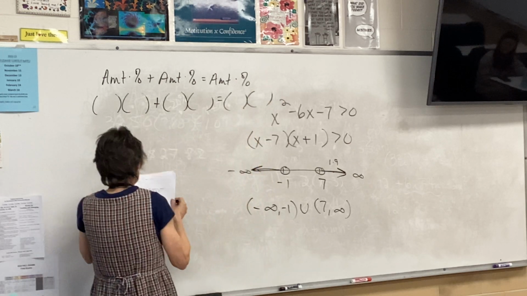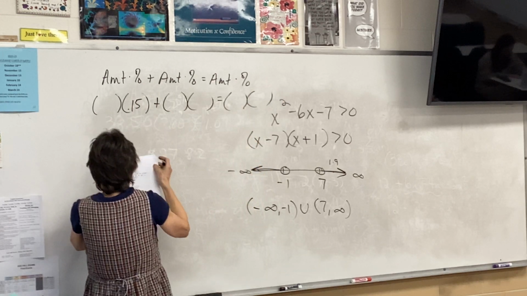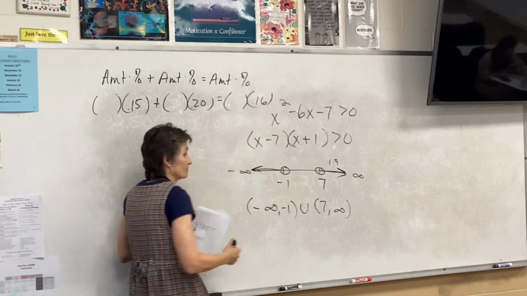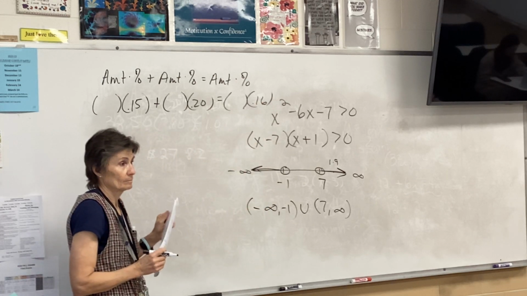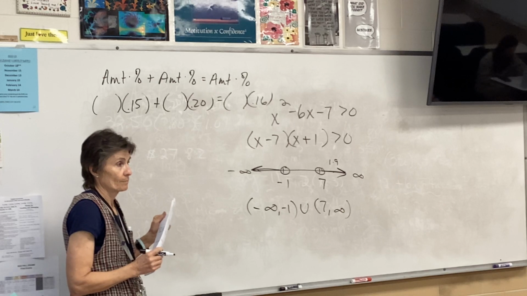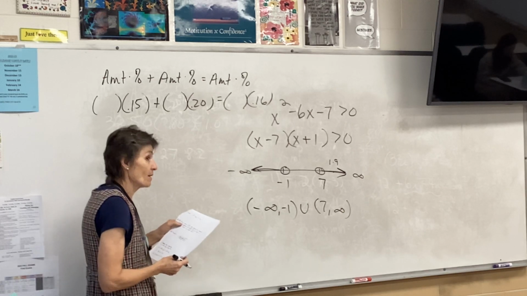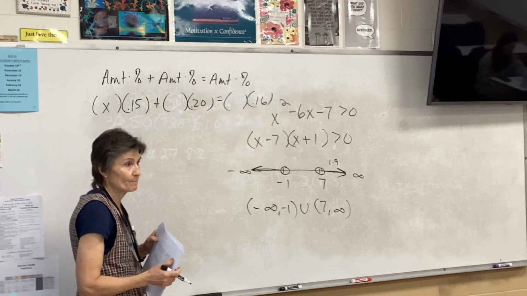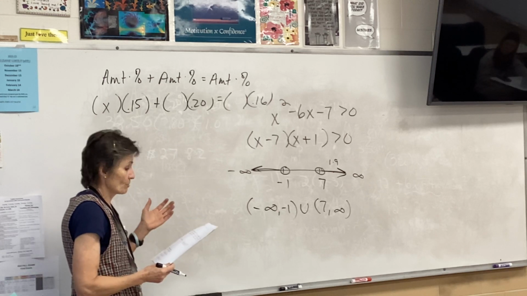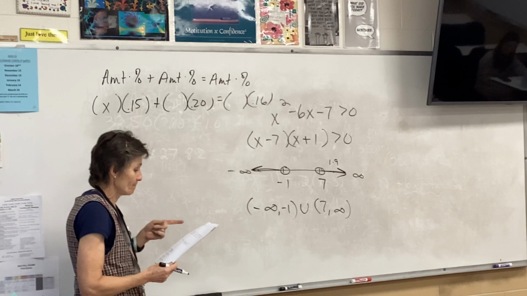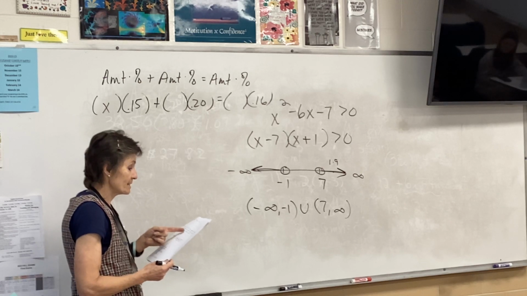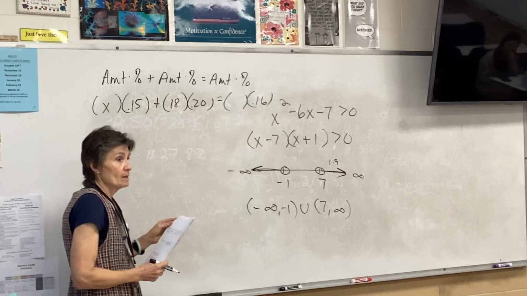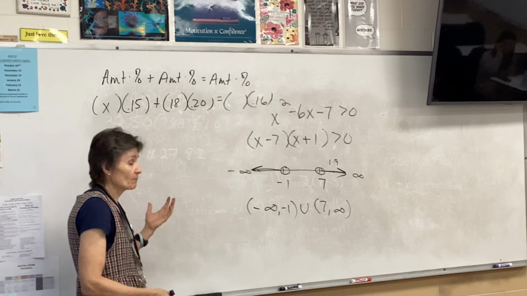So what are my percentages? 15%, 20%, and 16%. When it starts out with how much, don't we usually just put an X right there? That's what we're looking for, how much of that. And then there's always one other number they gave me. What's the other number they gave me? 18. And the 18 goes with the 20, so it goes right here. So then I always have to fill in that extra one.